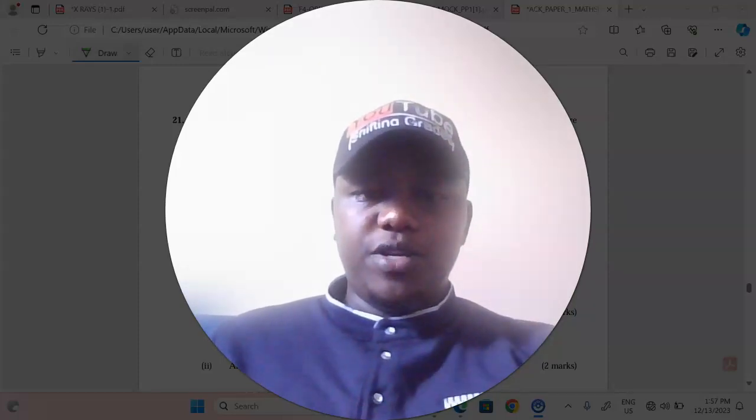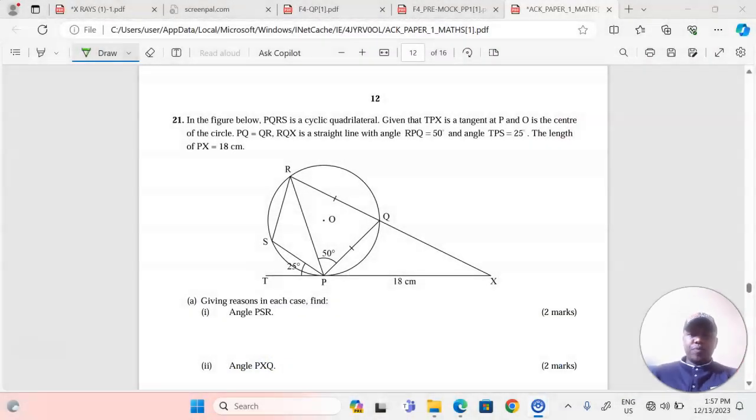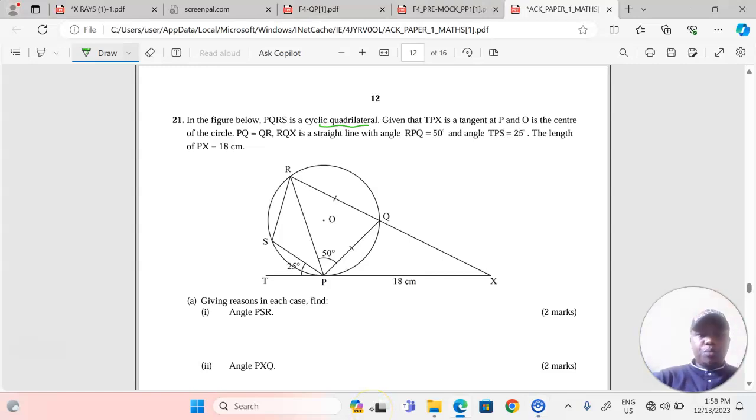Let me focus on the question which has been provided here. We are told in the figure below, PQRS is a cyclic quadrilateral. PQRS is a cyclic quadrilateral, that is a quadrilateral in which case the four vertices are touching the circumference of the circle.